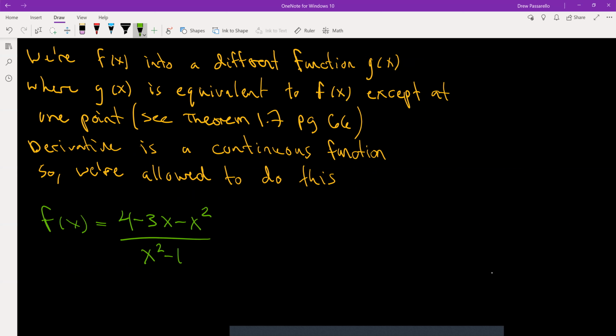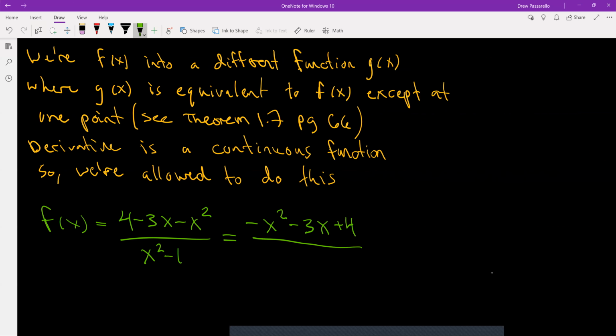All right, so I'm going to factor numerator and denominator. For the numerator, I'm going to just go ahead and rewrite it so that you have negative x squared first, then minus 3x, and then plus 4. You don't have to do that. Just for me, it's easier to rewrite it in this format.